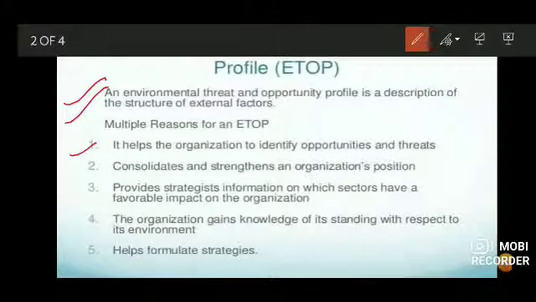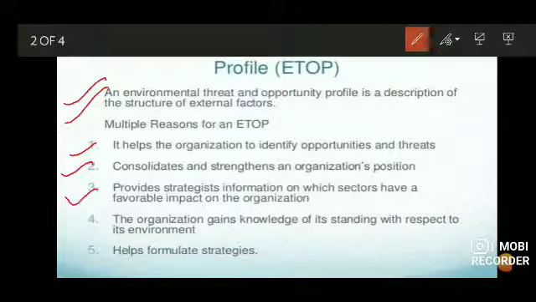The first reason is it helps the organization to identify opportunities and threats that are very important for you to analyze if you are running a business. You must be aware of the threats that are there in the environment for you as a business entrepreneur, for your business, as well as the opportunities that you can take advantage of for excelling in your business field. Next is consolidates and strengthens an organization's position. Obviously, when you are aware of your opportunities and threats, you have a strengthened position in the market. You are capable of overcoming any situation that is coming up to you.